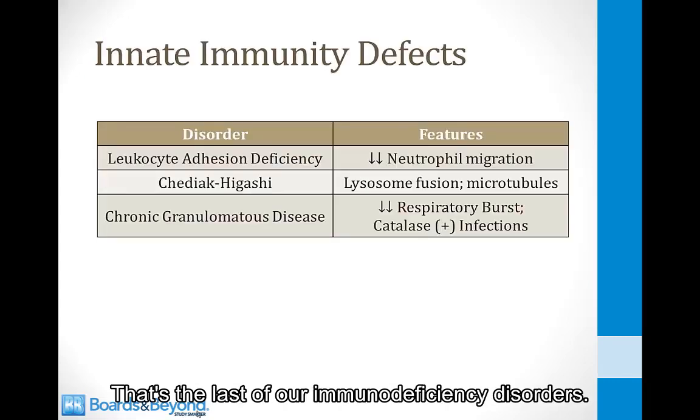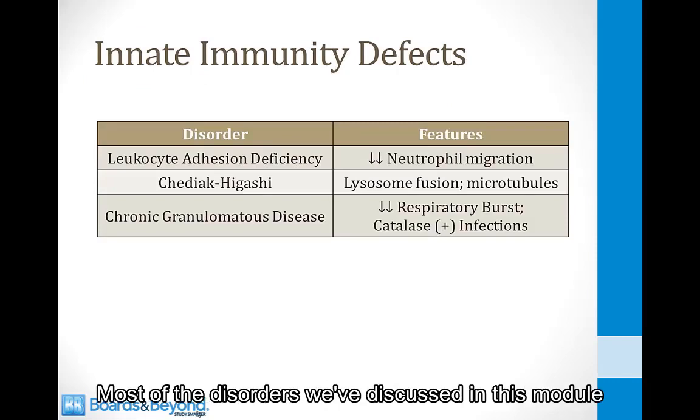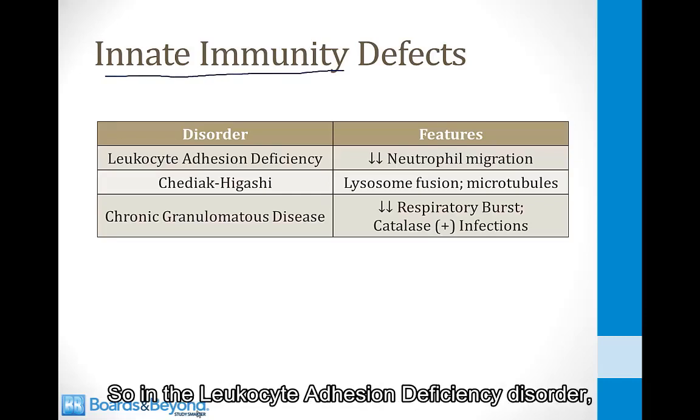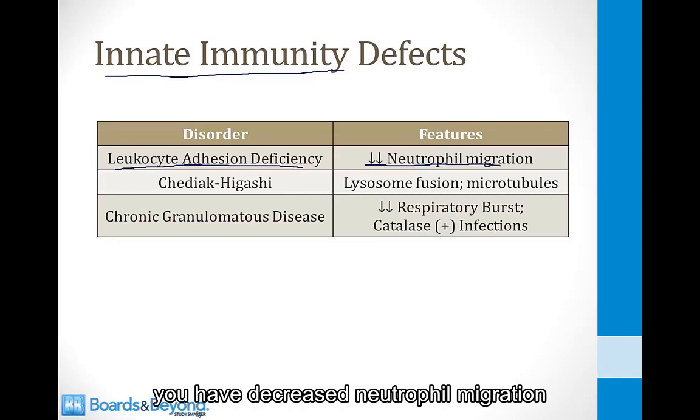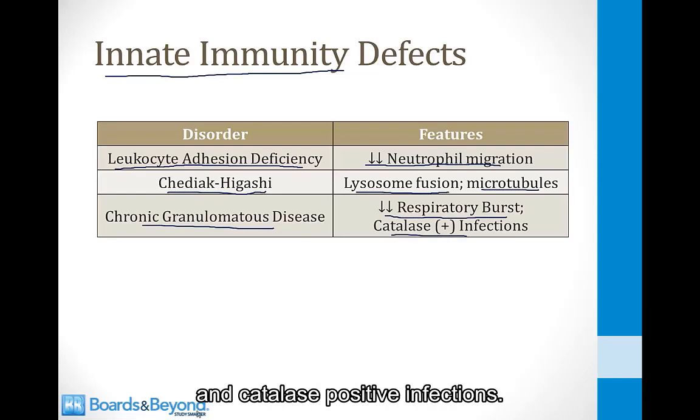That's the last of our immunodeficiency disorders, and let me just finish with this summary slide. Most of the disorders we've discussed in this module are disorders of adaptive immunity. They are problems with B cells or T cells or antibodies. But the last three disorders we discussed are all problems with innate immunity. So in leukocyte adhesion deficiency, you have decreased neutrophil migration. In Chediak-Higashi disorder, you have a failure of lysosome fusion from a microtubule defect. And in chronic granulomatous disease, you have loss of the respiratory burst and catalase-positive infections.